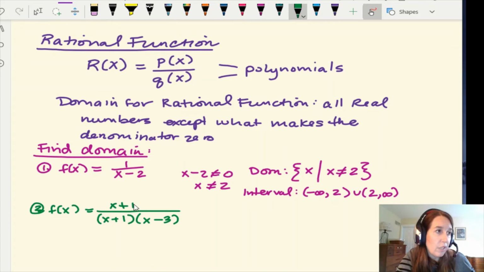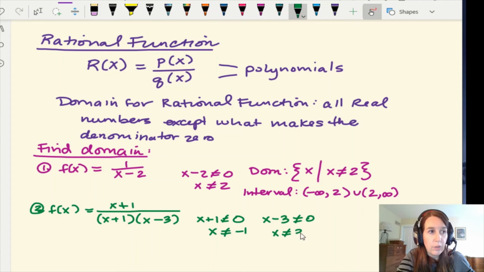I did want you to notice on this one that x plus 1 and x plus 1 would cancel out. That's true. However, it still is in the denominator, so it still does make the function not exist. It's not in the domain. In other words, this would be 0 divided by 0, which is also a no-no. So we still want to set both parts of the denominator to be not allowed to be 0. So x plus 1 can't equal 0, so x cannot equal negative 1. And x minus 3 cannot equal 0, so x cannot equal 3.